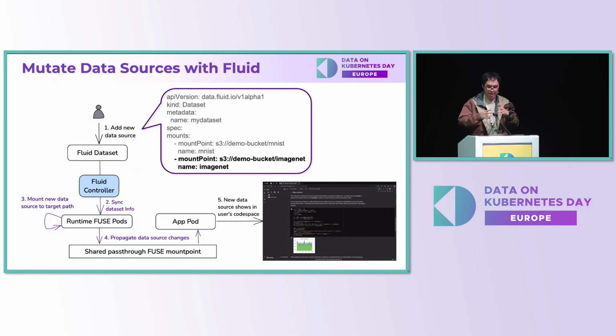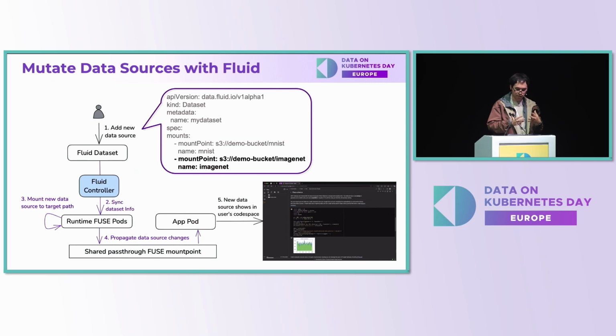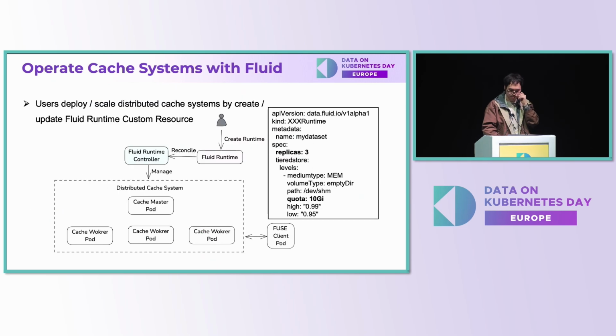And a special file system called pass-through Fuse will be used here to mirror any changes from the Fuse pod to the application pod. So once our new file system is mounted in the Fuse pod, the content changes will be propagated to the application pod. So finally, data scientists will find a new directory mounting the new file system with content like the ImageNet dataset in their development environment.